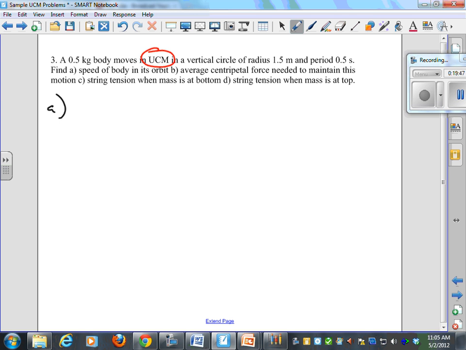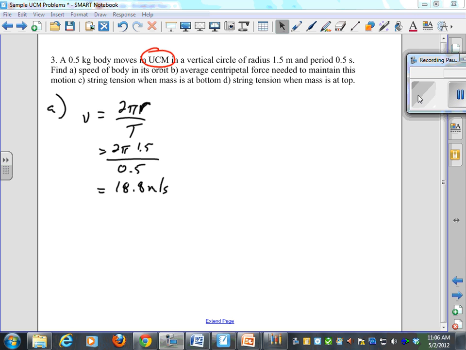So we've got our vertical circle, radius 1.5 meters. The period is 0.5 seconds. Find the speed of the body in its orbit. The velocity is the circumference divided by the time, so that's going to be 2 pi r over T. 2 times pi times 1.5 over 0.5. That's why I use the big R sometimes, because little r's are hard to make. And you should get 18.8 meters per second.